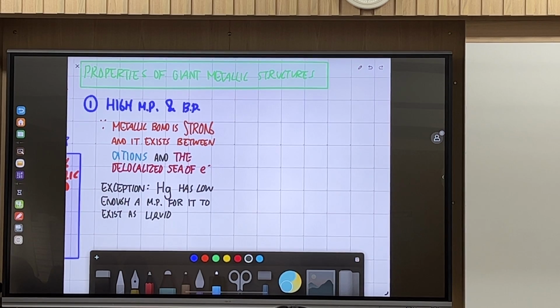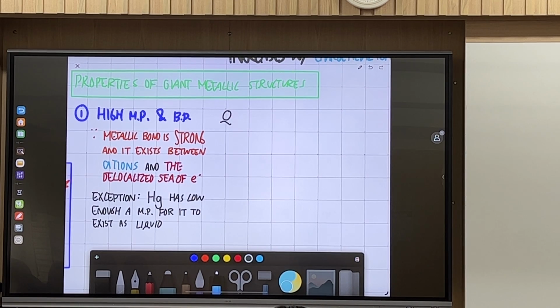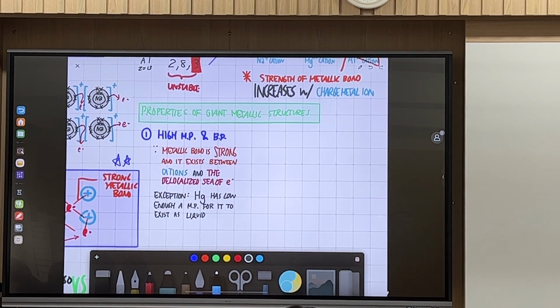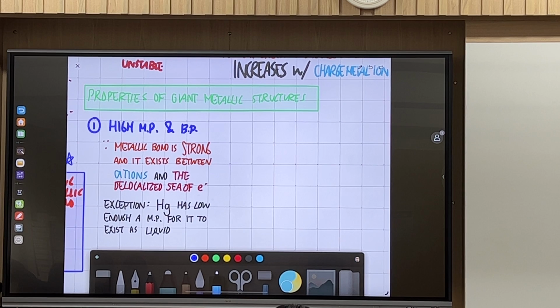If you know about Chinese history, you can look it up. Emperor Qin, QIN. So we have a high melting point. Mercury is toxic, and it is a liquid. And then we have number two.